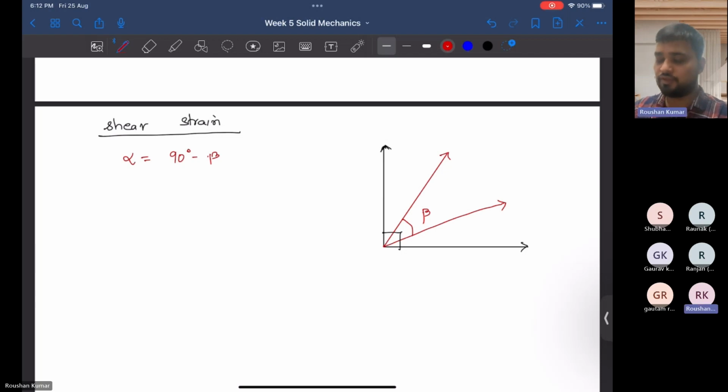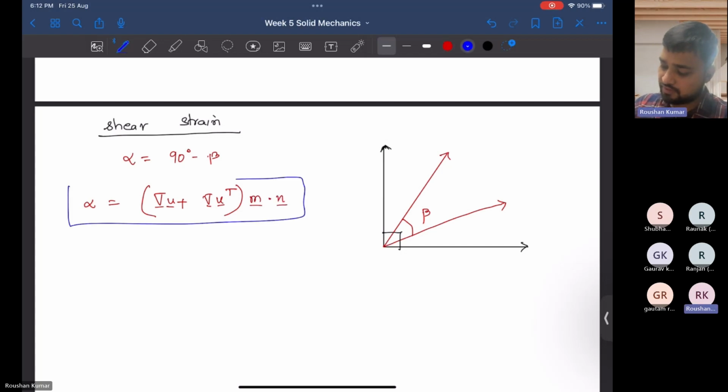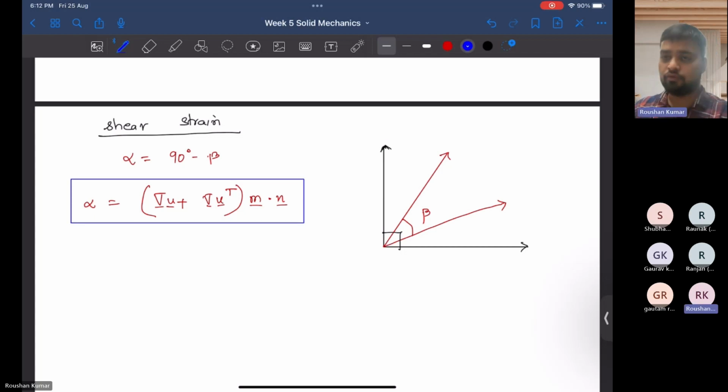So suppose we have two line elements which are aligned along the m and n directions. The shear strain in that case is given by alpha equal to (grad u plus grad u transpose), that is the displacement gradient, times m dot n. So this is the shear strain between two line elements. In this way we can find the value of the shear strain.